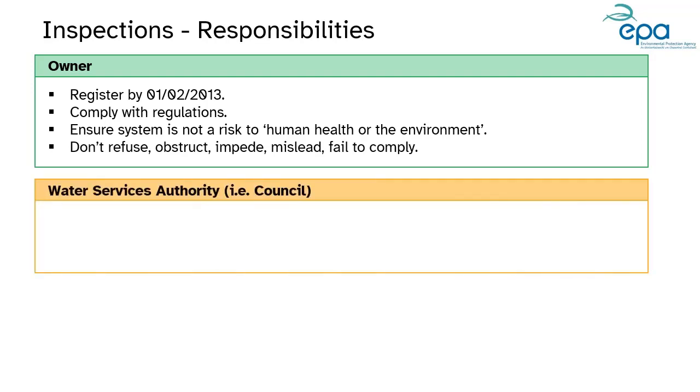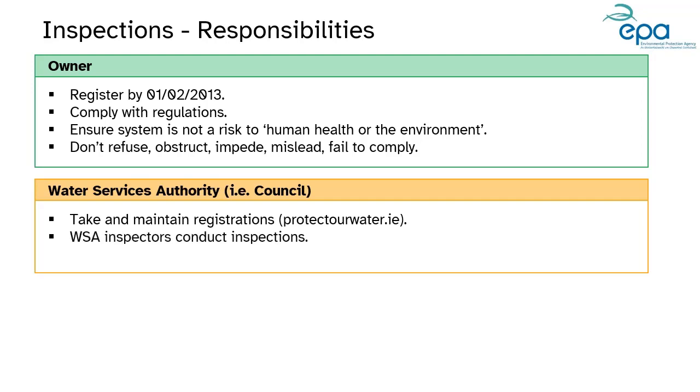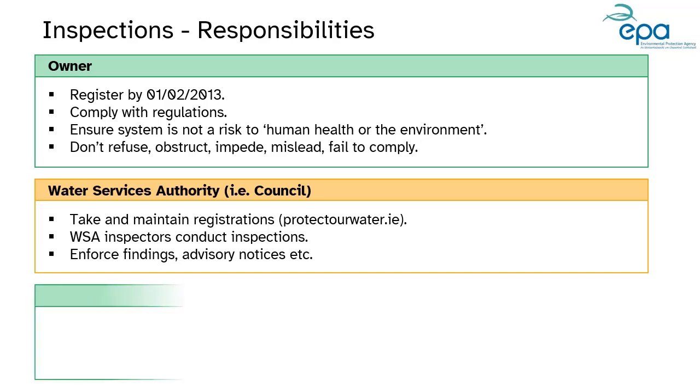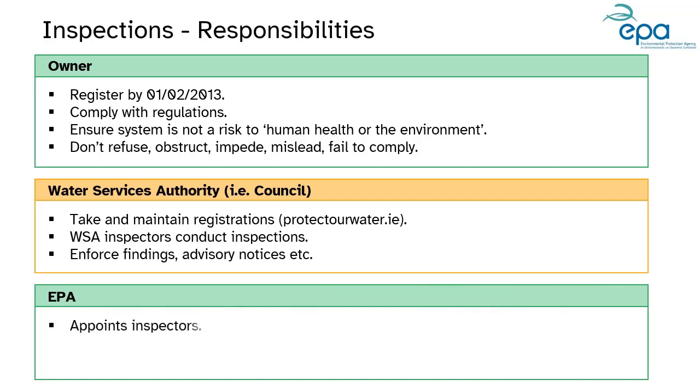The water services authorities are the local councils, and they must take and maintain registrations, and this is done through the protectourwater.ie website. The Water Services Authority inspectors conduct the inspections of the domestic wastewater treatment systems, and they enforce the findings and issue advisory notices on the inspections. The EPA's responsibility is to appoint inspectors, issue the National Inspection Plan, and supervise the Water Services Authority's work in this area.